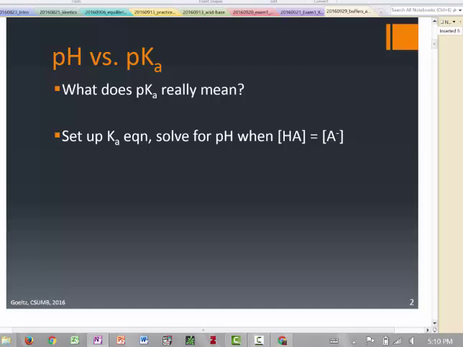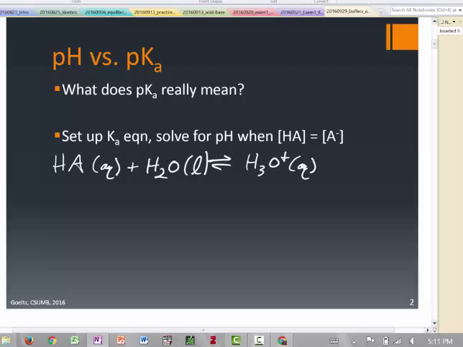Let's look at pH versus pKa. I said that the way I think about these is they go in the same direction. Lower pKa is the stronger acid because lower pH is more acidic. Let's look mathematically at what pKa really means. Let's do what we always do. Write out the equilibrium for an acid. And then do what we always do next: products over reactants.